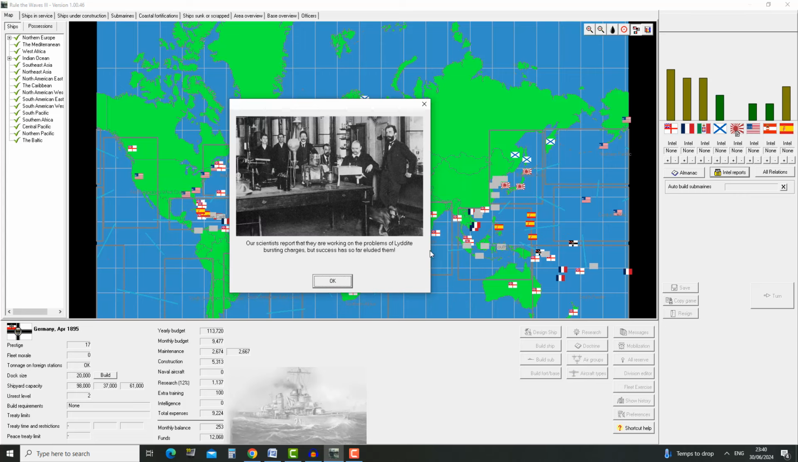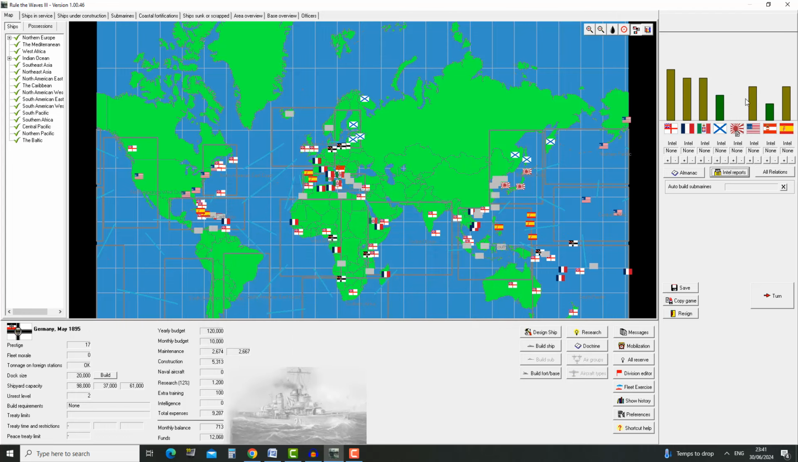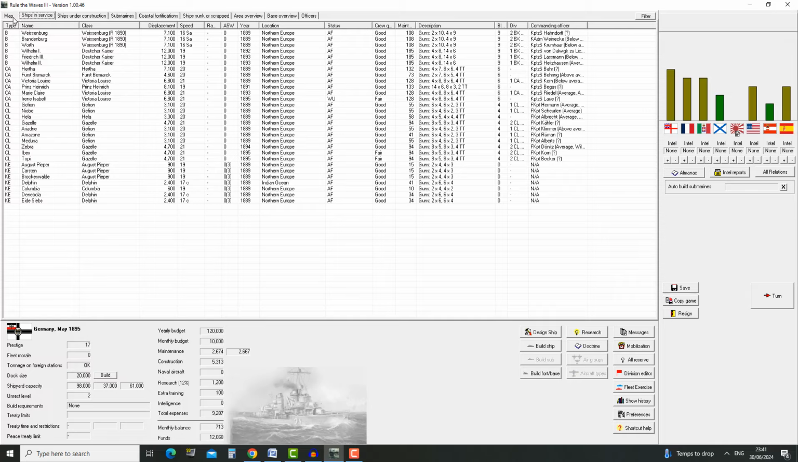And we have a problem with lyddite bursting charges. Okay. So Admiral Olsen has retired. Konteradmiral Frix is promoted to Admiral instead and placed in command of Northern Europe. Fregattenkapitän Helrig is promoted to Kapitän zur See and placed in command. No, actually, Fregattenkapitän Kewa is placed in command of Gazelle. Okay, tensions between the United States and France decreased. Okay, that is fine. We have even more money now. I was complaining about not having enough money and now complaining about having enough money.